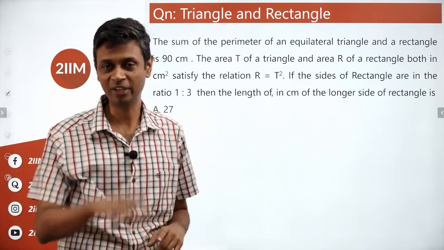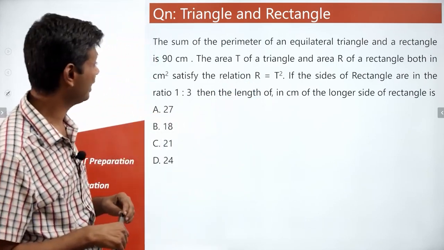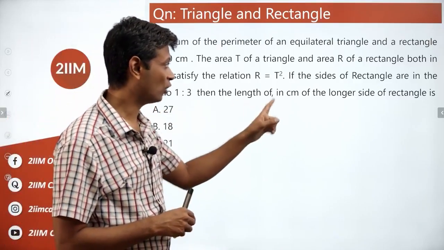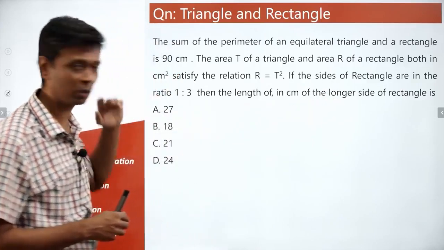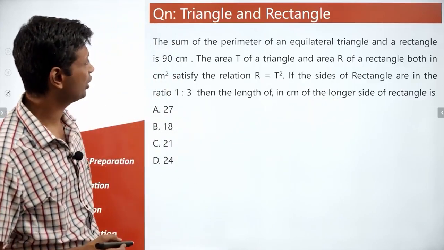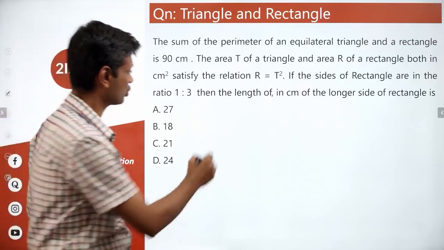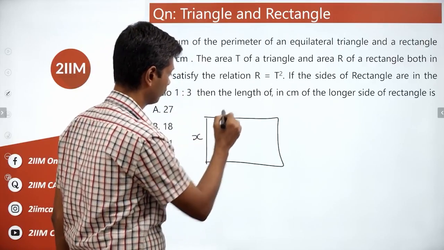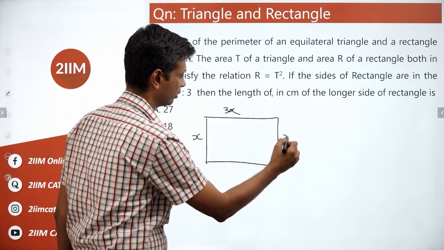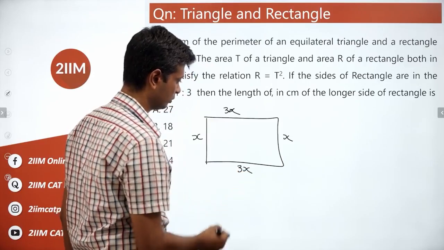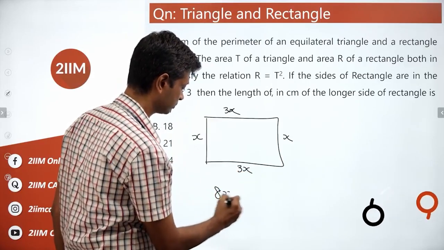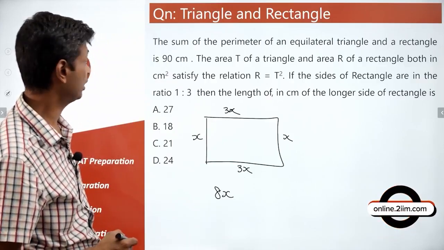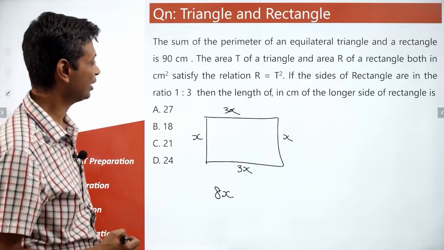Fine. My problem was that. We'll come back to this one. The sides of the rectangle are in the ratio 1:3. The length in centimeters of the longer side of the rectangle is whatever it is. Fine. So the perimeter of the equilateral triangle and a rectangle is 90 centimeters. I'm going to start with the rectangle. So this is x, this is 3x, x, 3x. And so perimeter is 8x.